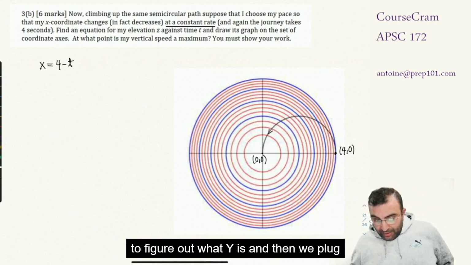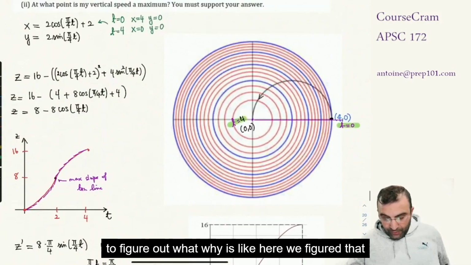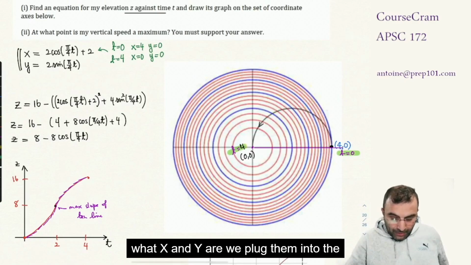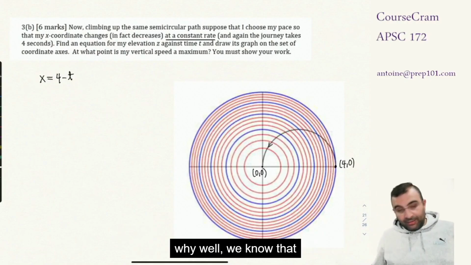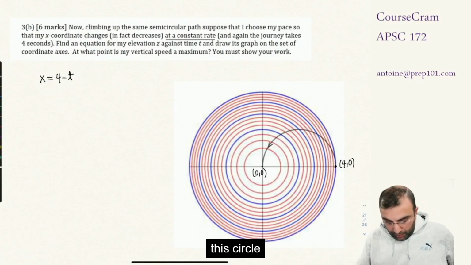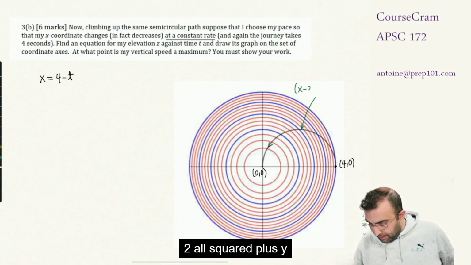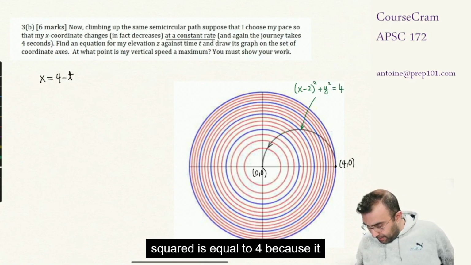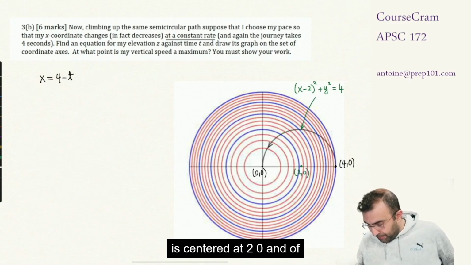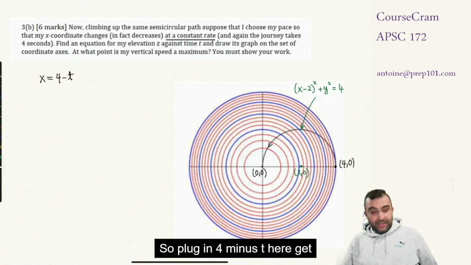Now, we need to figure out what y is, and then we plug it back into z and we do the whole thing. Like here, we figured out what x and y are, we plug them into the elevation, and that gives us z. So what is y? Well, we know that the equation of this circle is (x minus 2) squared plus y squared equals 4, because it is centered at (2, 0) and of radius 2. So plug in 4 minus t here, get y squared.